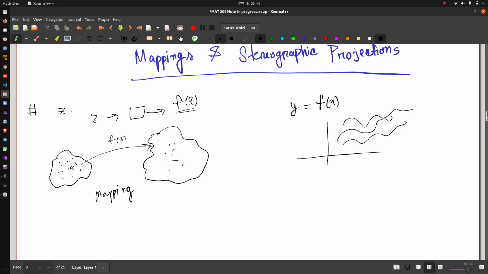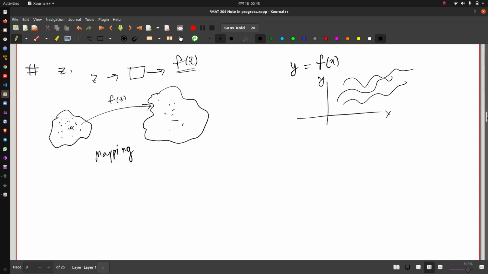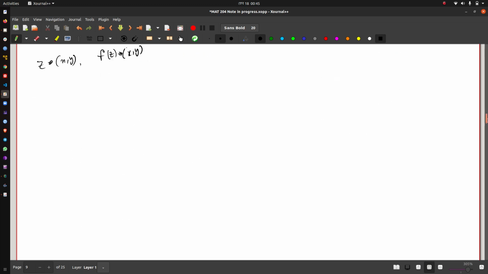So in single variable calculus, this is pretty simple because you only have two variables and you can plot them in a single graph. However, when you do this with a complex variable, you can see that this z is actually carrying x and y inside it, and f of z is also carrying x and y inside it. So essentially you have four variables. That's why you need two planes. One of them is called the z plane.